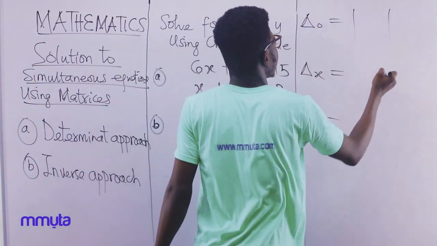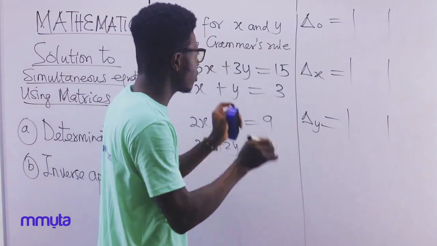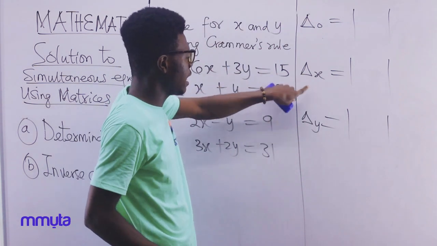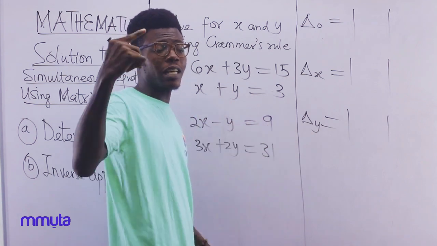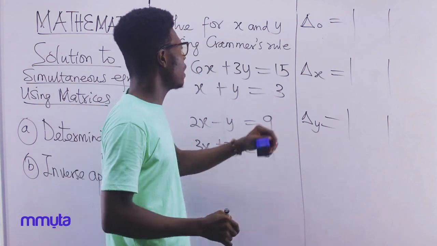So we are going to have a matrix here, a matrix here, a matrix here. Whenever you are going to solve this, just write down your det naught, det x, and det y. If it is expressed in a and b, just write det naught, det a, and then det b. So over to det naught.